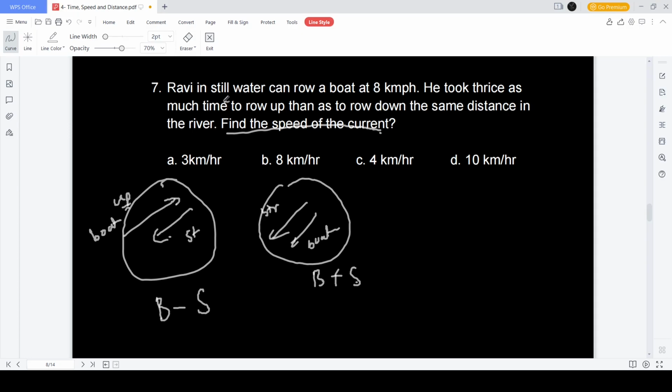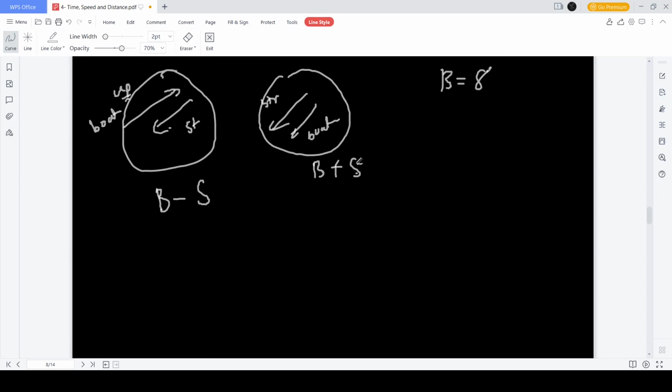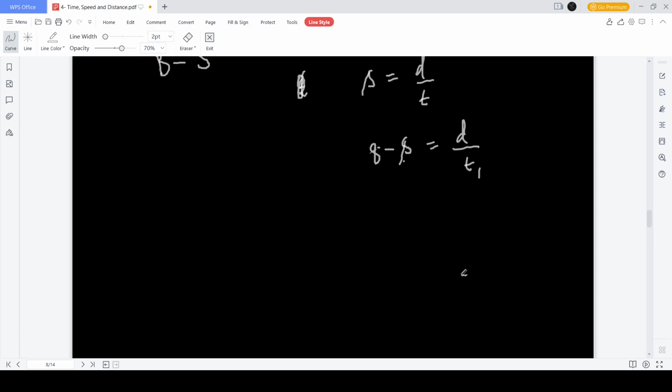Okay, so in still water he can row the boat at 8 km per hour. So the speed of the boat is 8 km per hour. He took thrice as much time to row up than to row down. So let's find out the speed he takes to row up. Again we have speed is equal to distance by time. So to row up it is 8 minus the speed of the current, that is S, is equal to d by t1. So speed upstream is equal to d by 8 minus S.